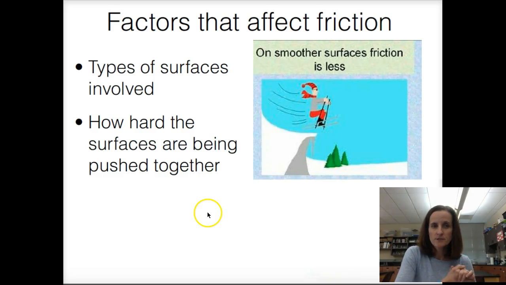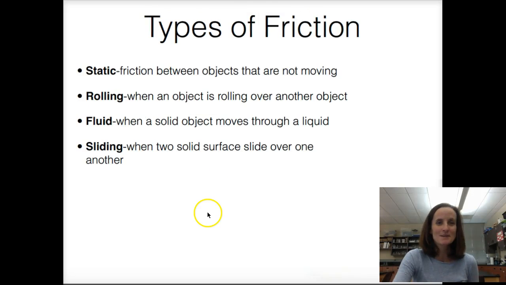Okay, so the factors that affect friction are the types of surfaces involved, and also how hard the surfaces are being pushed together, or how much force is pushing the surfaces together. Factors that affect friction. Next, there are different types of friction, and you'll be able to experiment with some of these tomorrow.